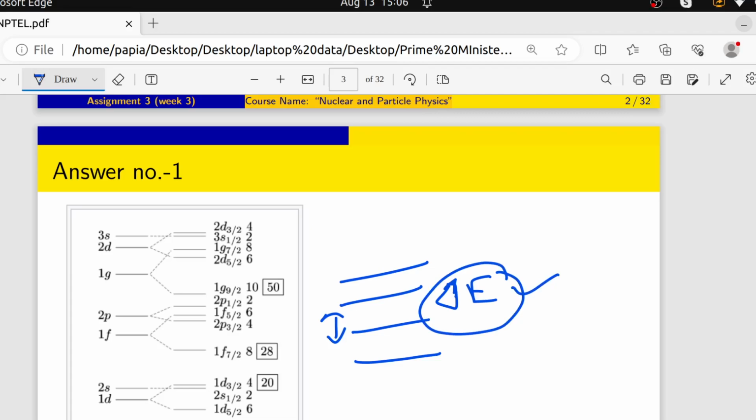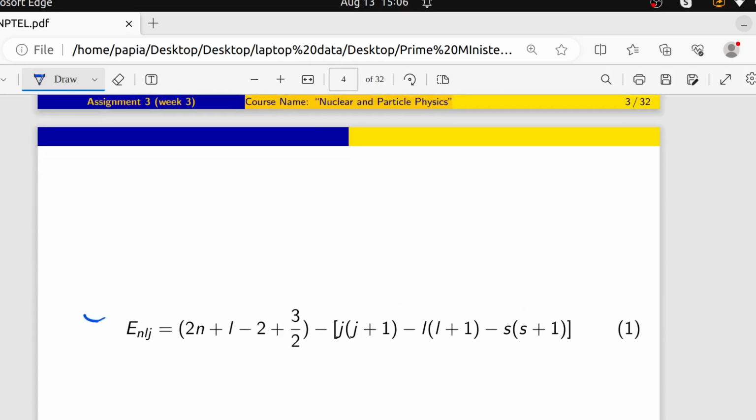What the question was: how can I say that this one and this one have that much energy gap, and this one and this one have a very little energy gap? What is the expression for delta E for each and every energy gap? That was the question asked last week. So I have the expression for that.